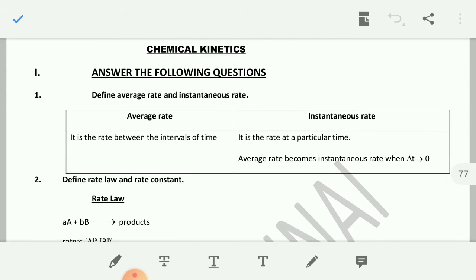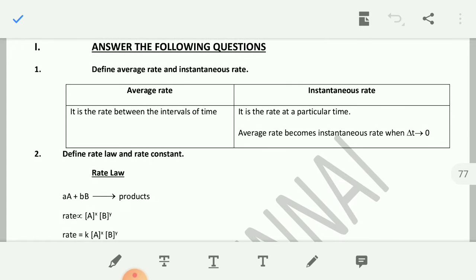Self-evaluation parts: 2 marks, 3 marks and 5 marks. First question, define average rate and instantaneous rate. Average rate means it is the rate between the intervals of time. Instantaneous rate means it is the rate at a particular time. Average rate becomes instantaneous rate when delta t equals 0.